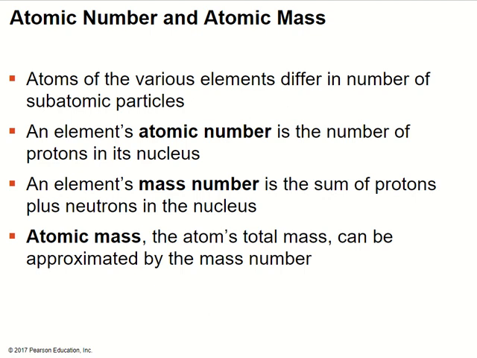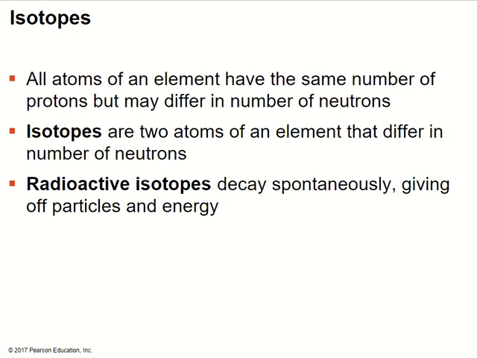Now, different isotopes of hydrogen may have different mass numbers. For example, there is hydrogen-1, hydrogen-2, and hydrogen-3, which have just one proton, 1 proton and 1 neutron, or 1 proton and 2 neutrons. Now, the atomic mass is the atom's total mass, which can be approximated by the mass number, since electrons have very, very minute mass. All atoms of an element have the same number of protons, but many differ in their number of neutrons.